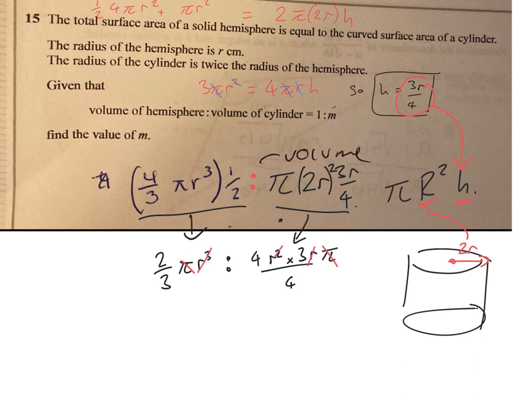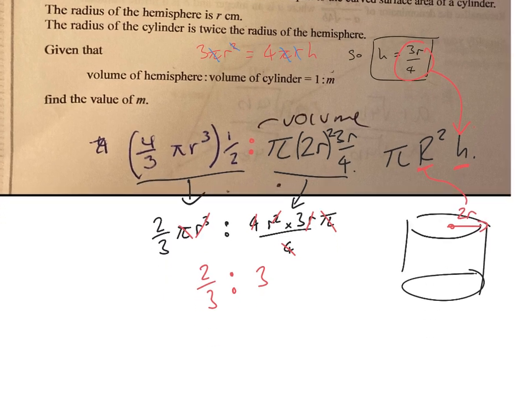We're going to divide by r cubed, or by r 3 times in a row. The 4 on the top and the bottom of the fraction are going to cancel, and we simplify our ratio down so there's no r's in it and there's no pi's in it. And we're left with 2/3 to 3. That's the ratio, and that's the ratio 1 to m.